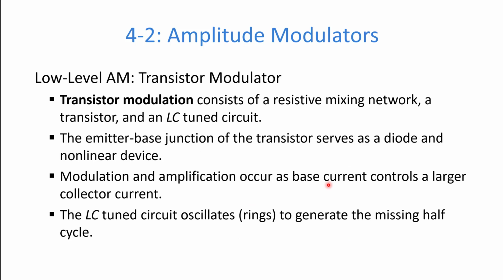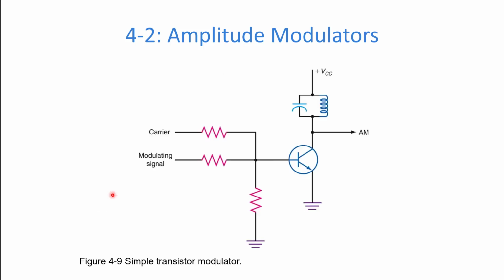You could also use transistors. You're not limited to diodes, right? As long as you have the resistive mixing network and the LC tuned circuit, it would work. Remember that in a transistor, the emitter-base junction serves as a diode, and therefore there's your nonlinear device. So the modulation and amplification, right? It can still work as an amplifier. You can still have gain, right? That occurs as the base current controls a larger collector current. And the LC tuned circuit here rings to generate the missing half of the cycle. Okay, that's kind of the way that one works.